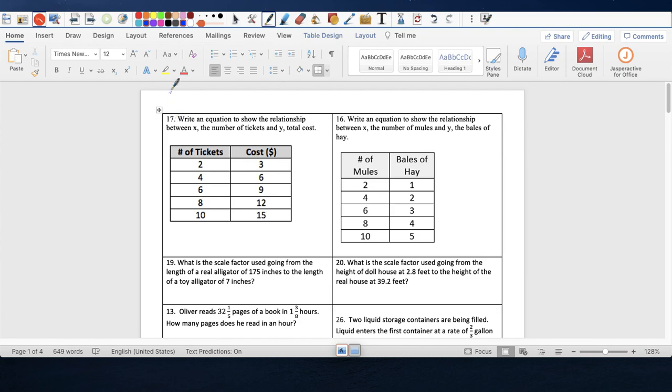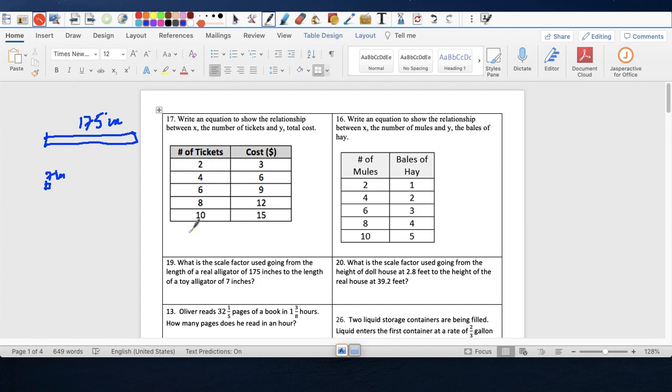What is the scale factor used going from the length of a real alligator to a toy? So here's an alligator. I'll just make this the alligator, the real one, which is 175 inches long. And the toy, a plush toy, which is 7 inches. Please ignore my drawing. I mean, this is definitely not to scale, but that's 175. The 7 should actually have been a lot smaller than that. Maybe that. 7 inches. All right.